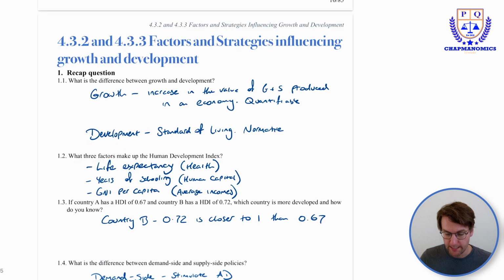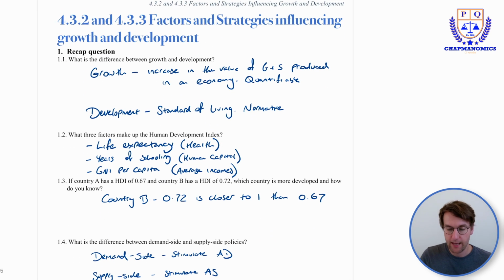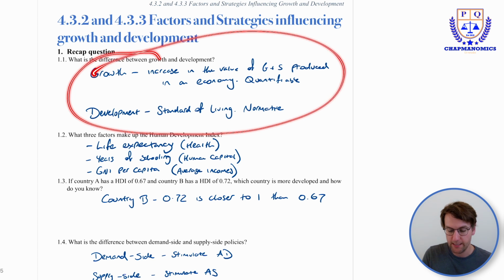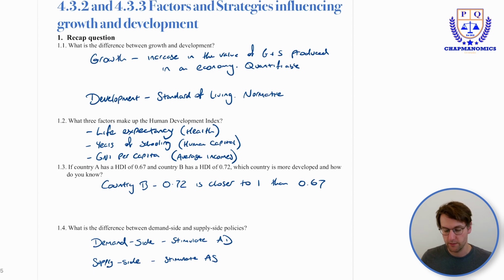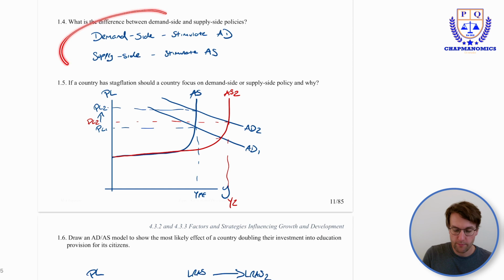So as a quick recap of what we've just looked at, when we're looking at growth and development, we want to be very clear about the difference between the two. Economic growth, we're going to talk about how can we produce more in the economy, or what's preventing us from producing more in the economy. Economic development, on the other hand, we're going to talk about life expectancy, years of schooling, and GNI per capita. How are those three things constrained, or how are we going to affect those three things? Then finally, we've got to remember the difference between demand side policies that stimulate AD and supply side policies that stimulate AS. And when we're stimulating AD, we want to show shifts in AD. When we're stimulating AS and supply side policy, we want to show a shift in aggregate supply.